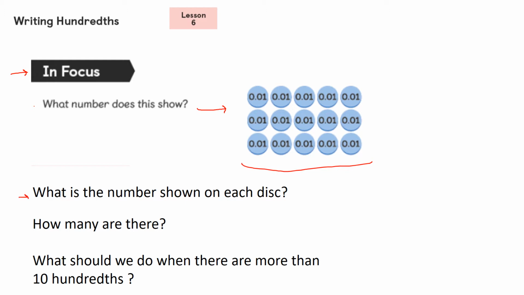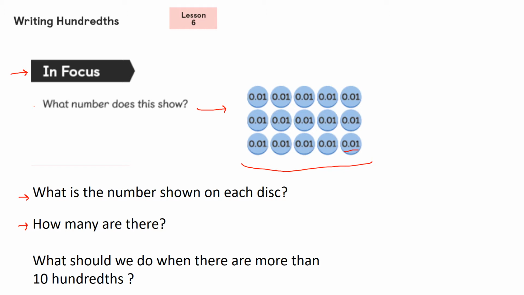I have a few questions here that I'd like to share. What is the number shown on each disc, first of all? Would anybody like to help me with that? Have a look. Well, we can see as a decimal, we have got 0.01 on each disc, and we know that that represents hundredths. So each disc represents 1/100th.